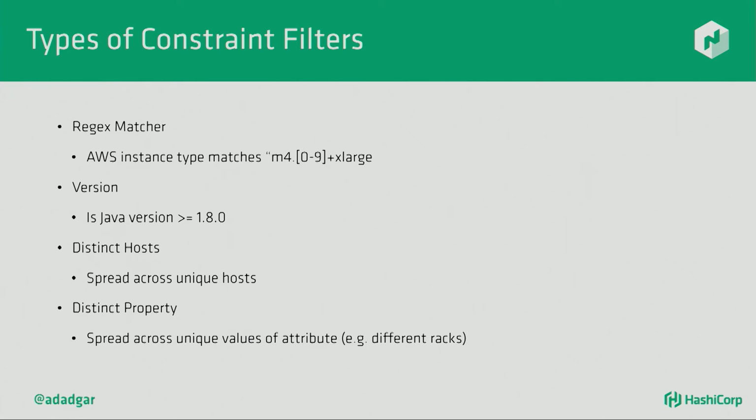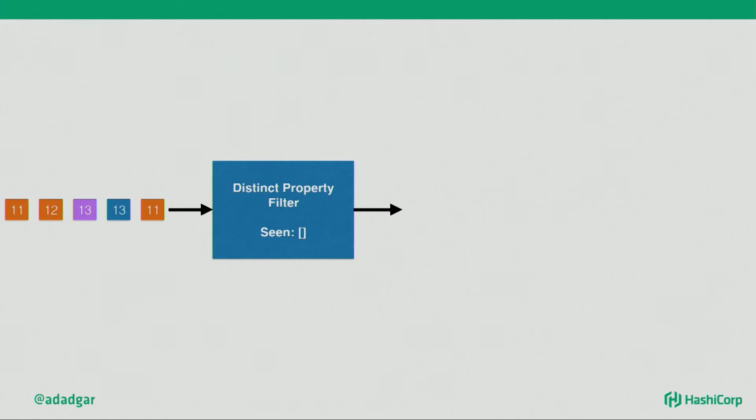The interesting thing about these 2 iterators, unlike version and regex matcher, is they're somewhat stateful. So with regex matcher and version, a node comes in, it applies the same function no matter what's happened in the system. With distinct host and distinct property, its decision to let something through the filter is affected by prior decisions. So we can go through a little example. Let's assume these nodes are annotated with their rack, and we have that distinct property on the rack. Well, when we're first letting things through, the distinct property filter has seen nothing, so it'll let 11 through. And then it similarly lets 13 through.